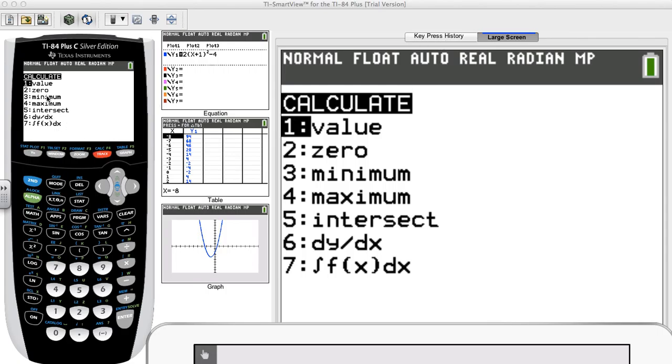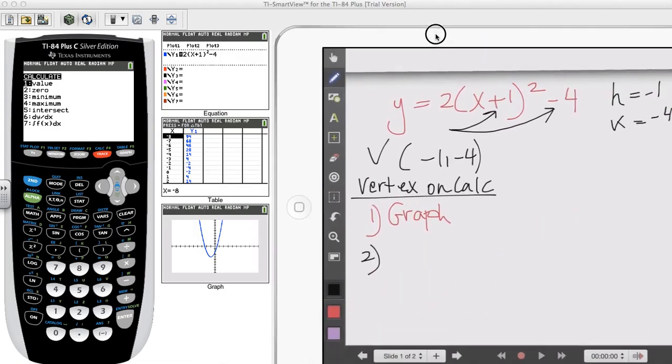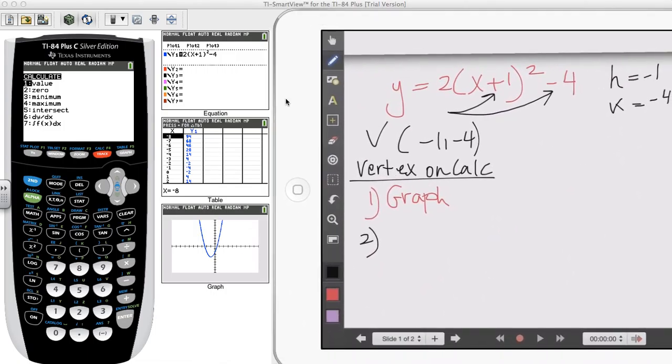Now, if you go to second trace, you'll see that you need to pick an option. So look at your graph. Does this graph have a minimum or a maximum? A minimum. That's why you always need to graph it first. So you always need to graph it, then go to second trace and decide which button to press. Do you need to press number 3 for minimum or number 4 for maximum? In this case, I need to press number 3 because it's a minimum. So I'm going to press number 3.